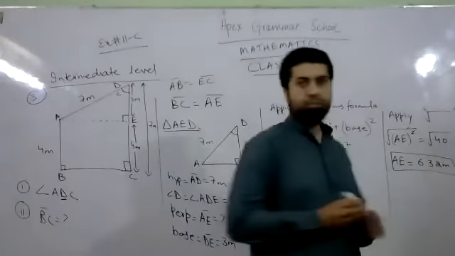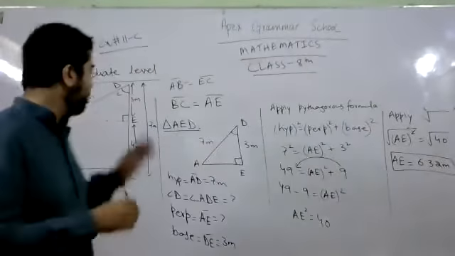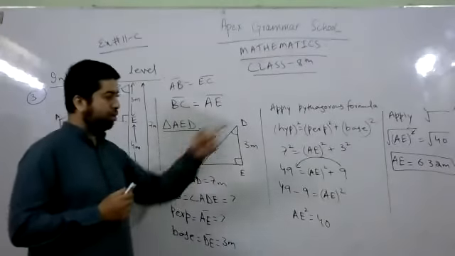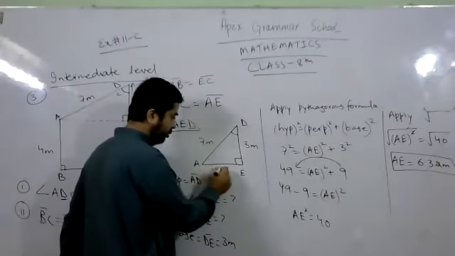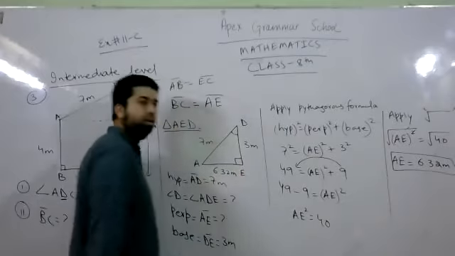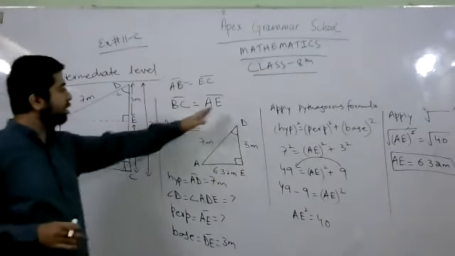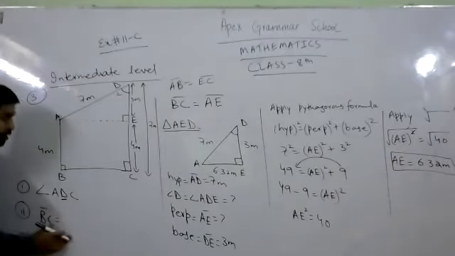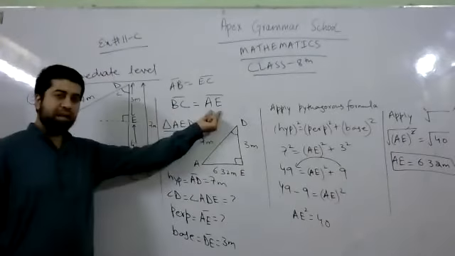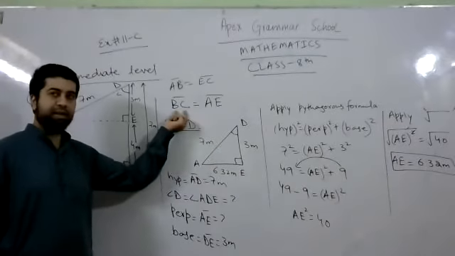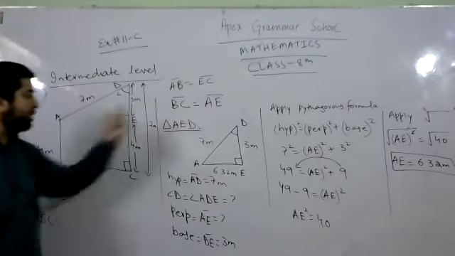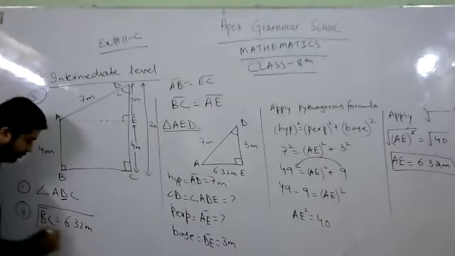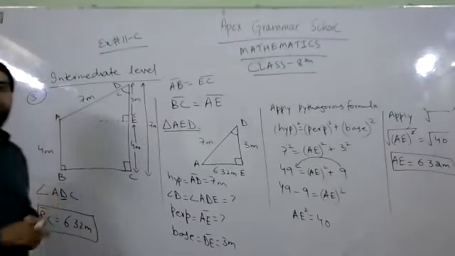That's it. This is all about the side AE. The side AE is 6.32 meters. So the AE side is already equal to the BC side, which is our requirement. So you can say that the AE answer is the answer for the BC side. Meaning to say, BC is equal to 6.32 meters. So this is our first part.